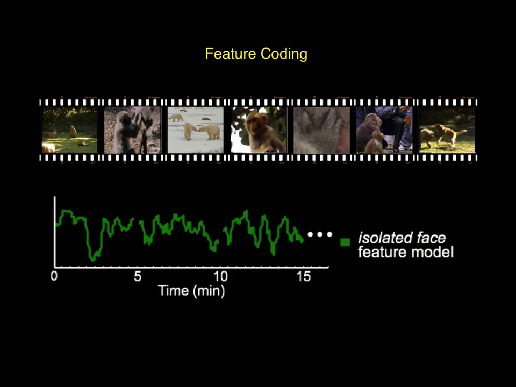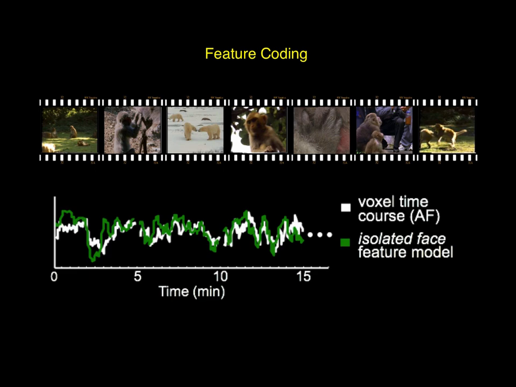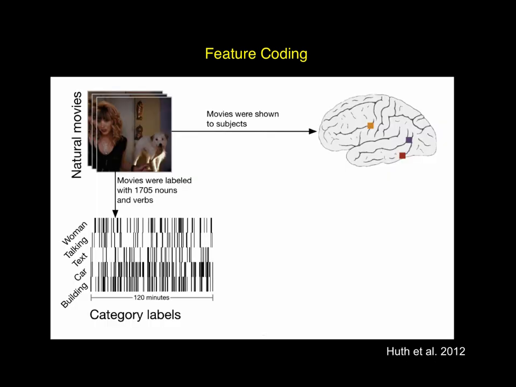So here we have the feature of one face throughout one of the movies that I presented the animals. And here is a voxel from an area that's known to be within a face patch in the animal. And you can see that even in this very highly variable movie, when this voxel is coding for the presence and absence of faces, when there's a face on the screen, the response goes up. When there's no face on the screen, the response goes down. And so you can do that across the whole brain.